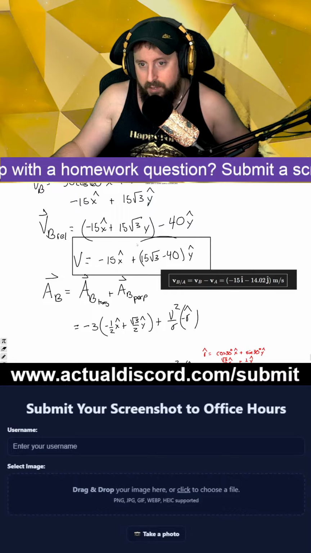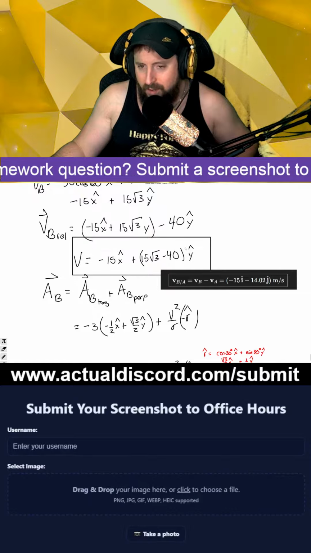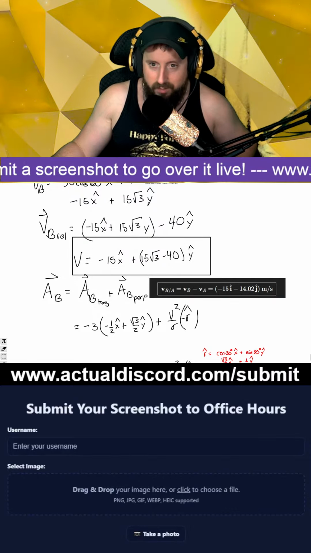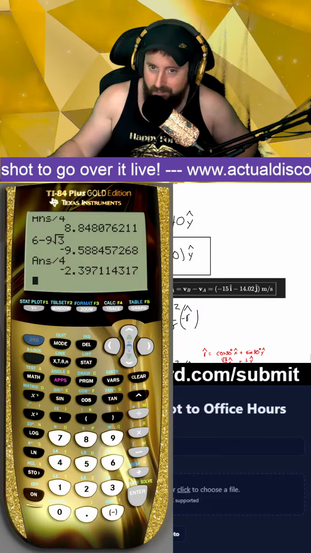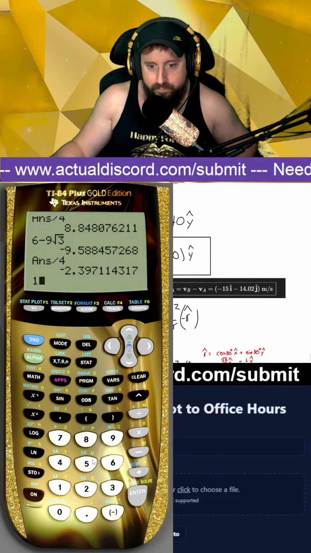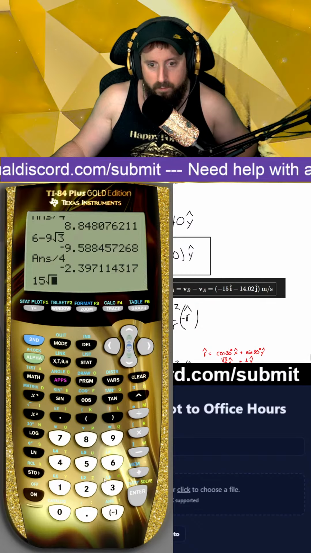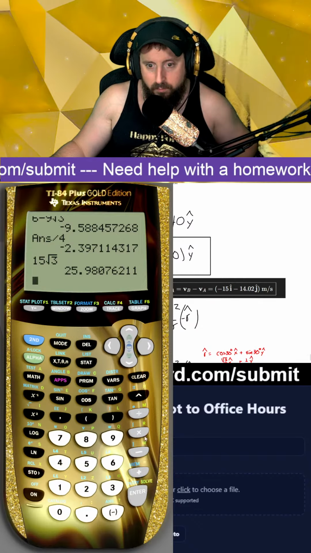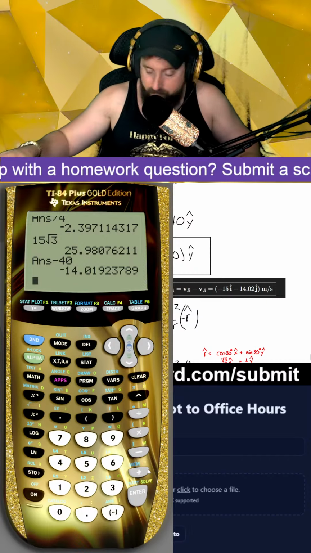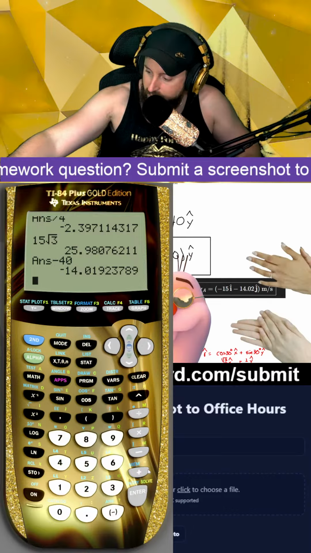Nice. Yeah, look, I'm assuming this is 15 root 3 minus 40. Sounds about right. Oh, here, let me just check it real quick. 15 square root of 3 minus 40. Negative 14. Okay, nice. We're good. I'll take it.